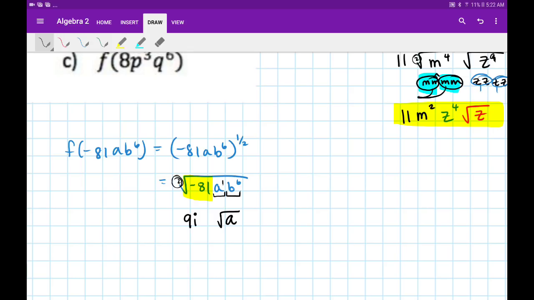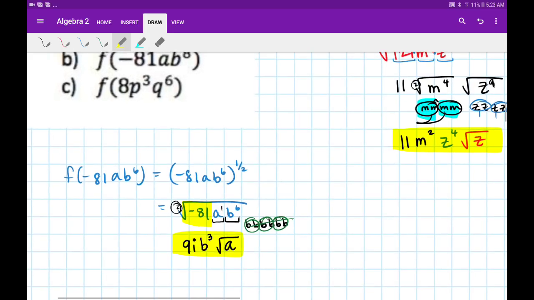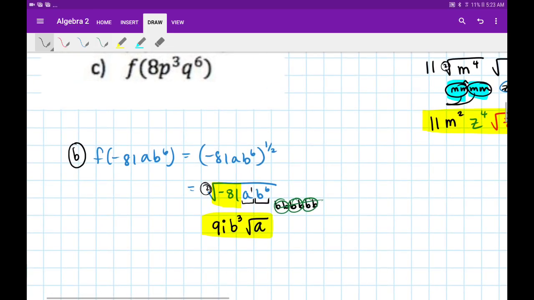Well, if I have 6 b's in total, and I'm pulling out groups of 2, that means 3 pairs will come out together, and none will be left inside. To demonstrate this, I can show you 1, 2, 3 pairs will escape with none left over. And that's why I'm not putting any b's in here, because they're all gone. They all left. This would be our final answer for part B. Okay, last but not least, let's do C.